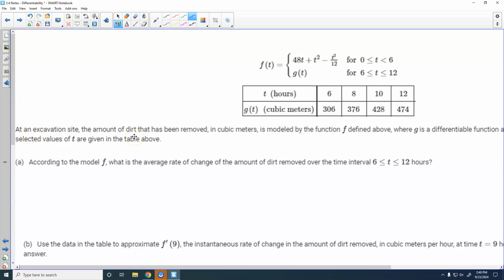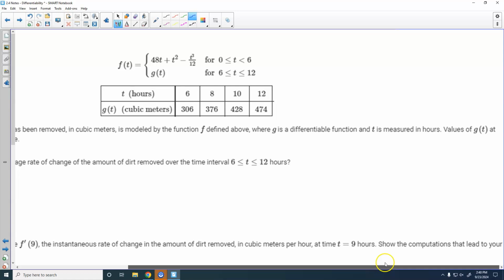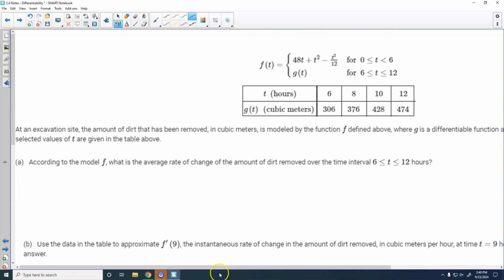At an excavation site, the amount of dirt that has been removed in cubic meters is modeled by the function f defined above, where g is a differentiable function, and t is measured in hours. Values of g of t at selected values of t are given in the table above. According to the model, what is the average rate of change of the amount of dirt removed over the time interval from 6 to 12?